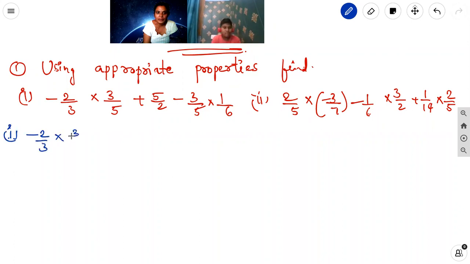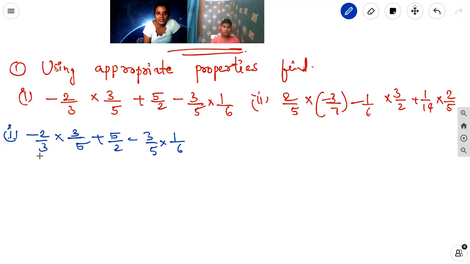into 3 by 5 plus 5 by 2 minus 3 by 5 into 1 by 6. Second one is 2 by 5 into minus 3 by 7 minus 1 by 6 into 3 by 2 plus 1 by 12 into 2 by 5.